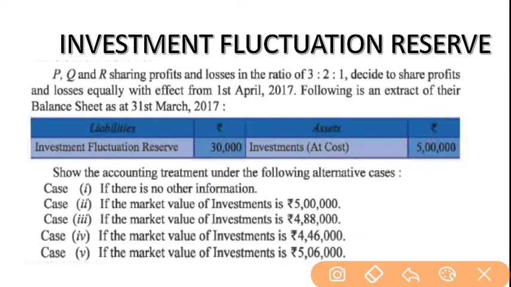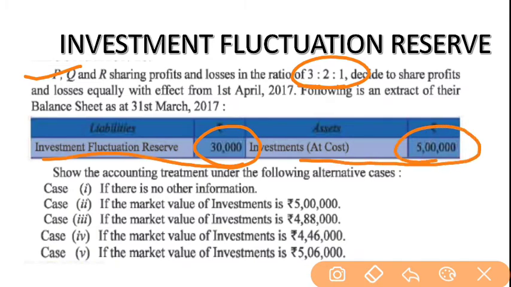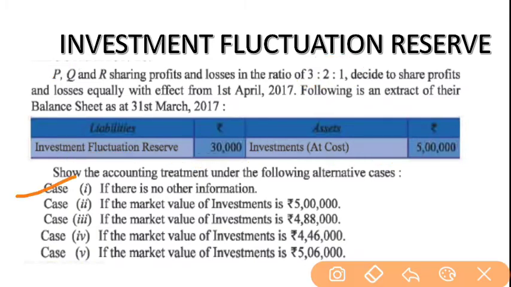The first case: P, Q, R are 3 partners, their old profit sharing ratio is 3:2:1, the investment fluctuation reserve is 30,000 and the investment cost is 5 lakh. What will happen in the first case? If there is no other information, it means the investment cost is 5 lakh and the market value is also 5 lakh. There is no information regarding investment market value, so we will consider it as 5 lakh.